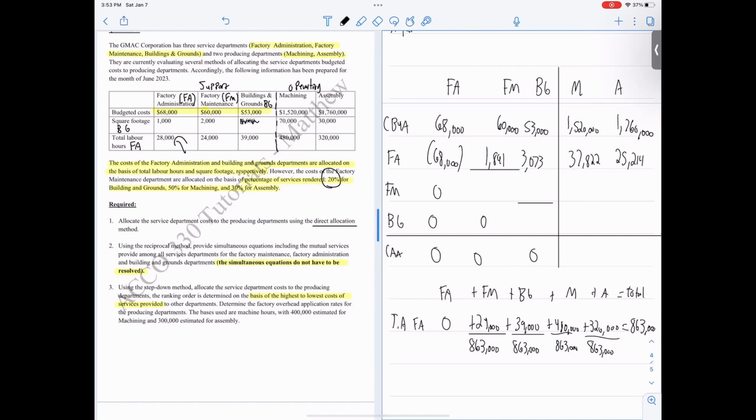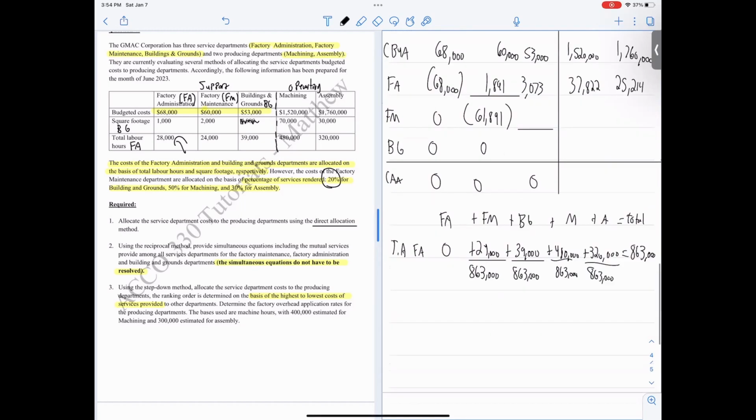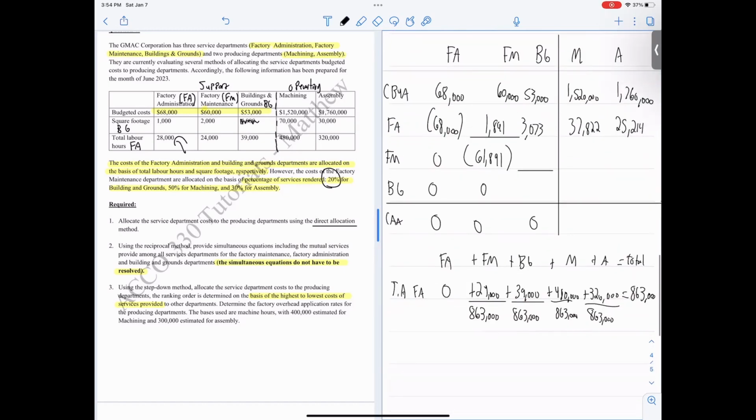Okay, so remember, we put always zeros as our cost after allocation because the support department costs have to completely be allocated. So guys, what number are we going to put here? What negative number? 60,000 plus 1,891 minus what gives us 0. That will give us negative 61,891. Remember, guys, Excel rounds a little bit, so please don't be so mad here, because your numbers might be a couple dollars off, so it's not the end of the world.